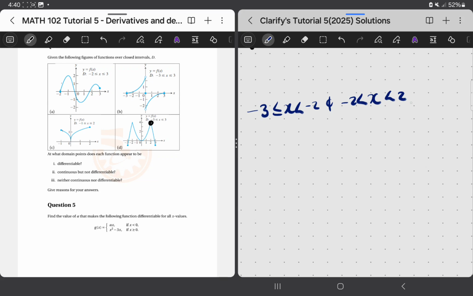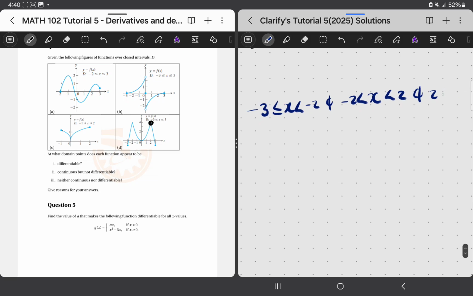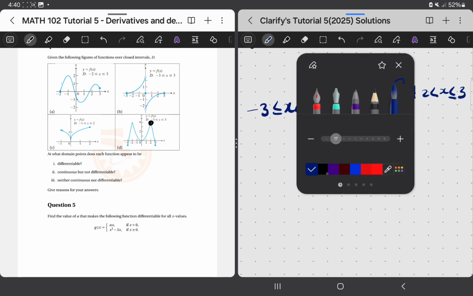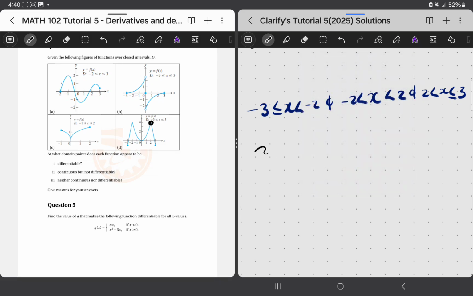We don't include 2 as well. Then we can now start at 2 without including it, and we go all the way. So you can say, starting at 2, not including it, then we go all the way to 3, but including it. So here are the intervals. Okay, so they cover those points.